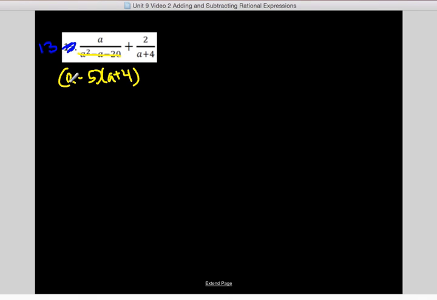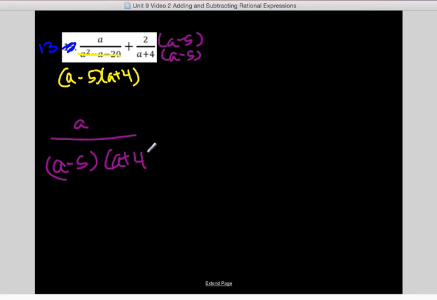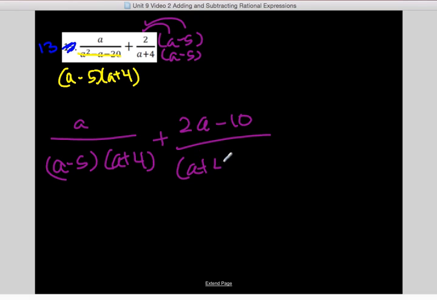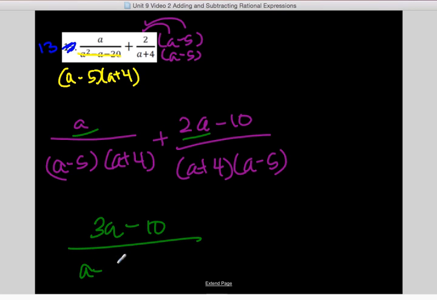Now I would just say, this is a minus 5, a plus 4. Here's a plus 4, so we need to add an a minus 5 to the top and the bottom. So I really have a over a minus 5, a plus 4, plus, I'm going to distribute this to 2a minus 10 over our common denominator. Now from here, I can add my numerators together. So that's going to give me 3a minus 10 over a minus 5, a plus 4. There's nothing that factors out of here, so I am actually all done.